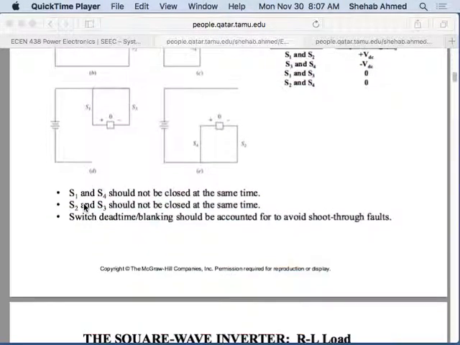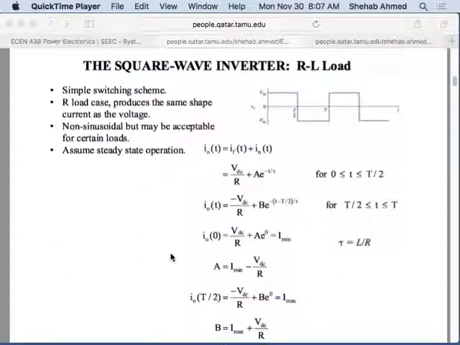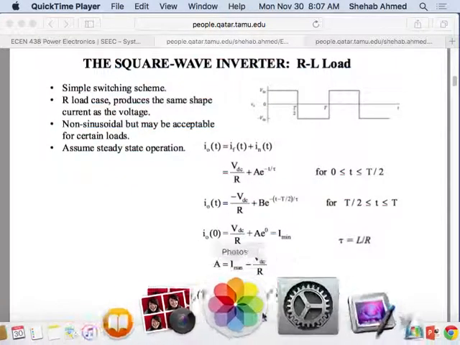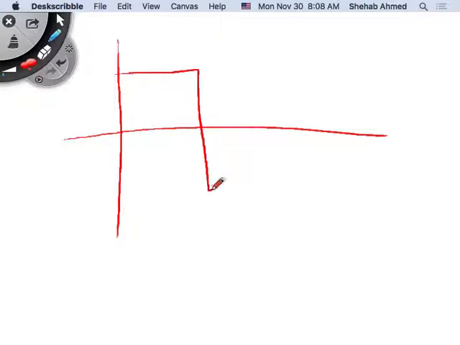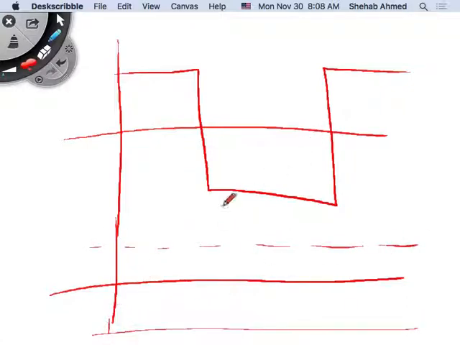And we said that with both topologies, with the square wave, you can produce an output waveform that looks like this square wave, right? And with the square wave, we went ahead and said that if this is my voltage waveform, and this is applied across an RL load, what would my current waveform look like?